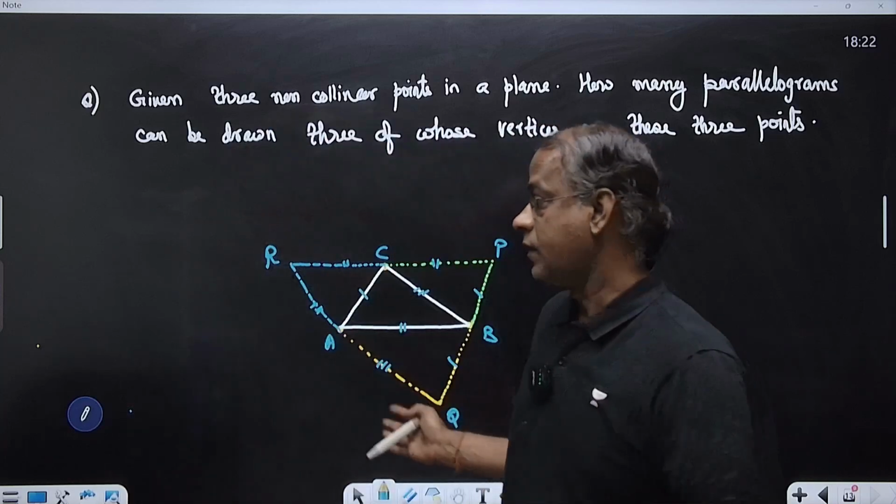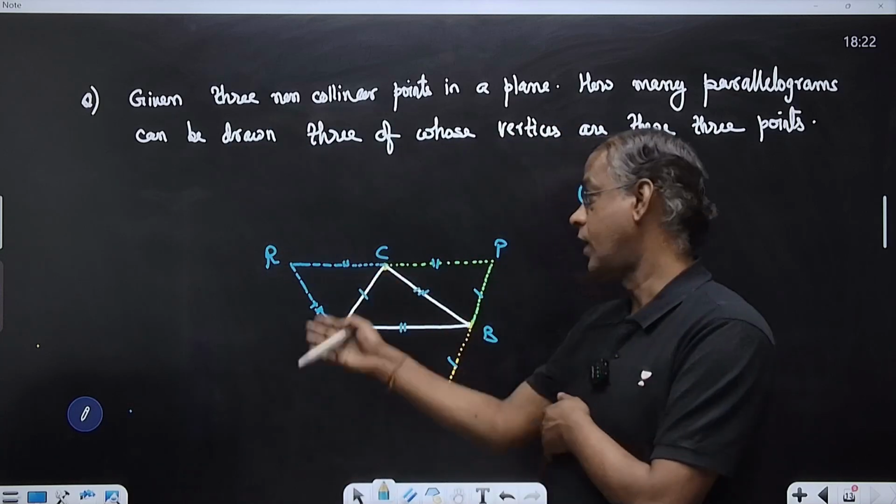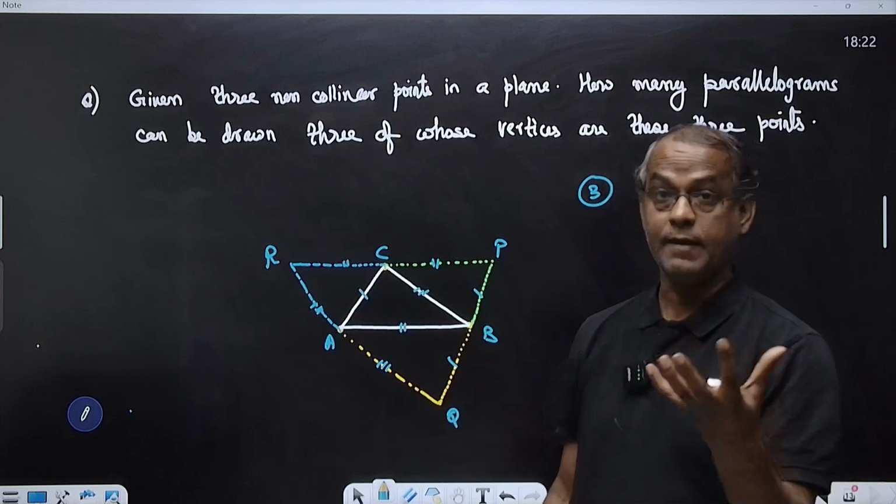You can be asked further questions. Suppose the area of this triangle is delta. What will be the area of triangle PQR? They are just twice the sides, so 4 times.